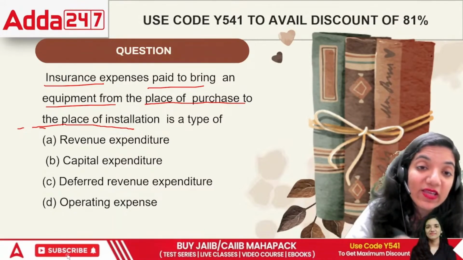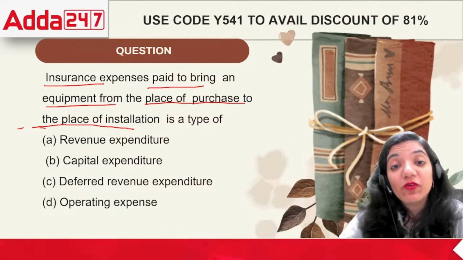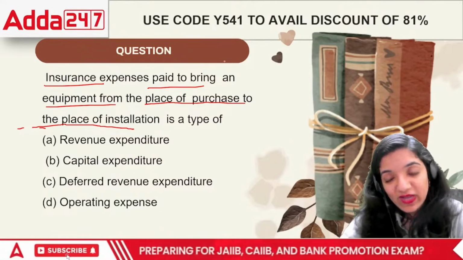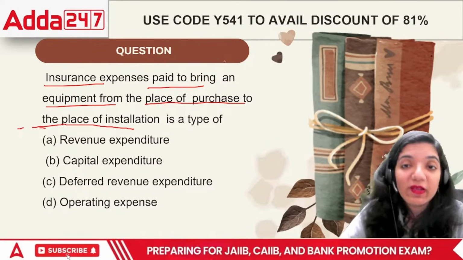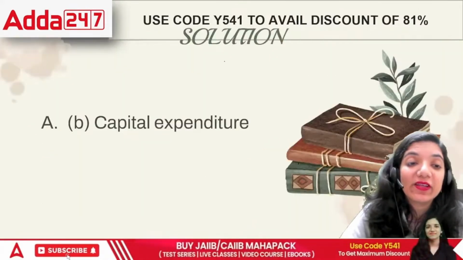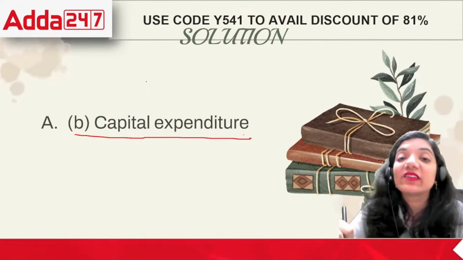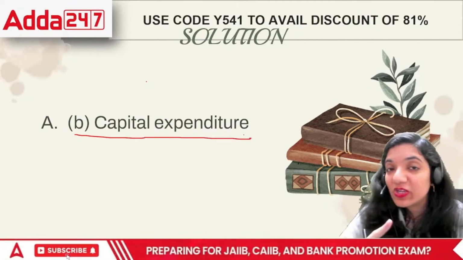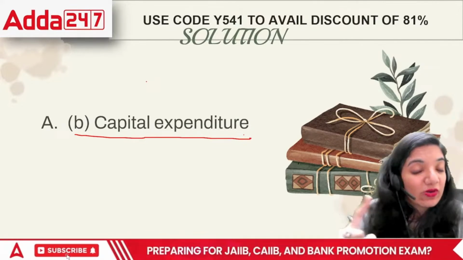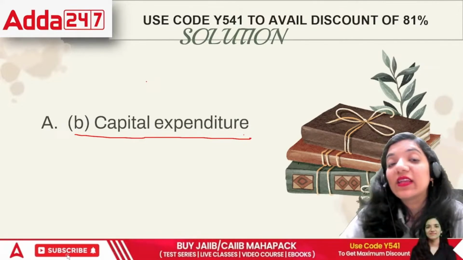So that means every expense that I'll be incurring after purchasing that particular asset from the showroom until reaching my place is also a part of capital expenditure. The correct answer is capital expenditure. Till the time that particular thing is not ready to use, whatever expenses we are incurring will all be included in capital expenditure.